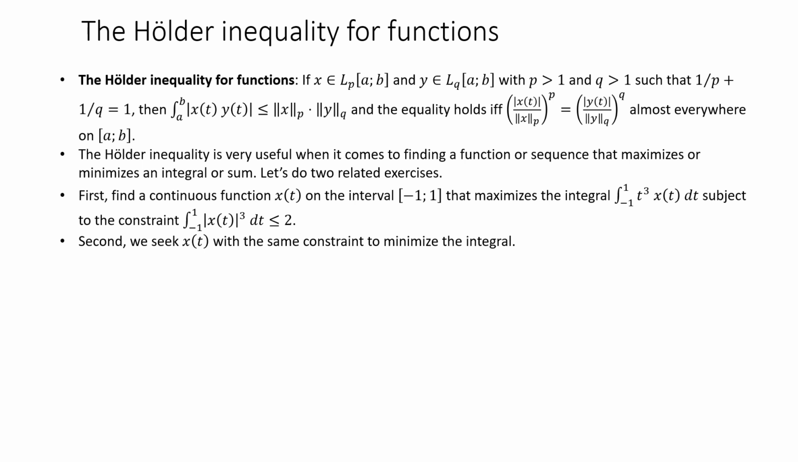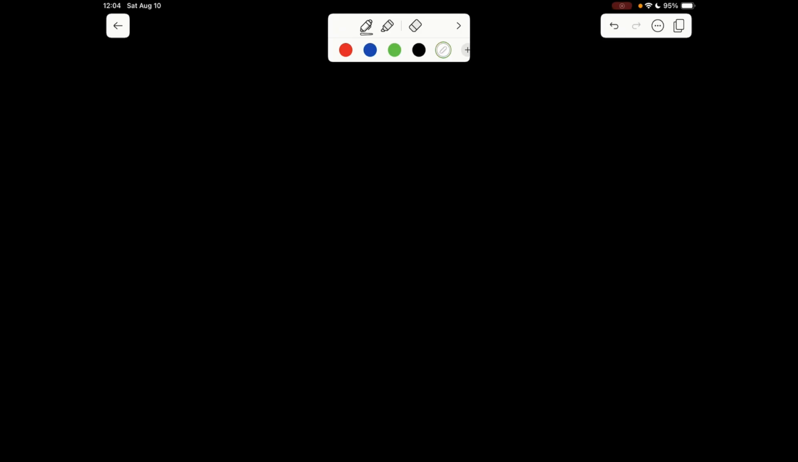In the first problem, we need to find a continuous function on the interval -1, 1 that maximizes the following integral, and then we will find another function with the same specific constraint that minimizes the integral. So let's do these two exercises in turn. So let's solve the first problem.